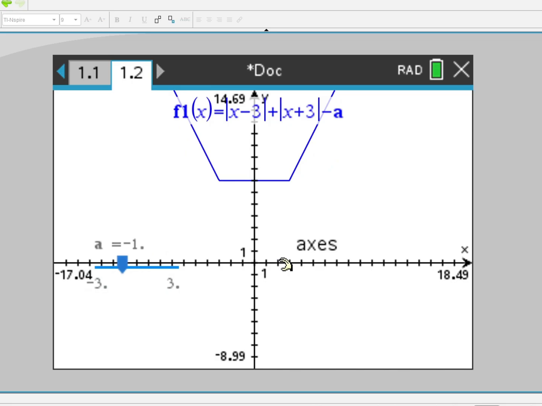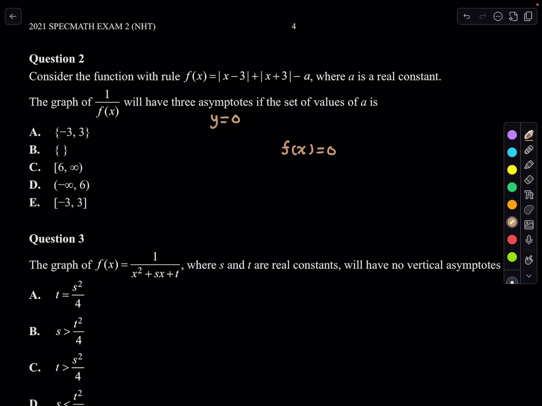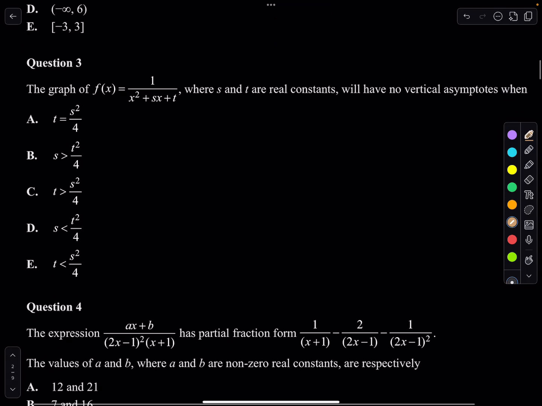So the only one is actually C, where it's 6 to infinity. Beautiful. Next question. The graph of f of x, where s and t are real constants, will have no vertical asymptotes for what? It's basically the same question. Can you see how it's a reciprocal function? We're talking about vertical asymptotes. Remember how to find vertical asymptotes?